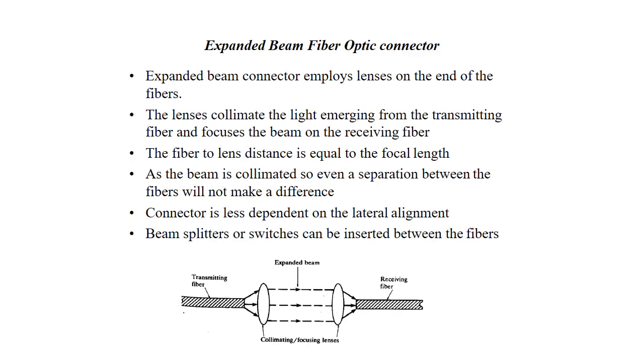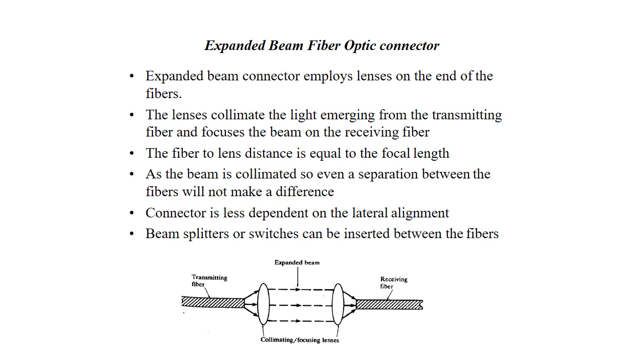The expanded beam fiber optic connectors. The figure shows that the expanded beam connector consists of two lenses for collimating and refocusing the light from one fiber into the other. The use of the interposed optics makes the achievement of lateral alignment much less critical than with a butt joint fiber connector.